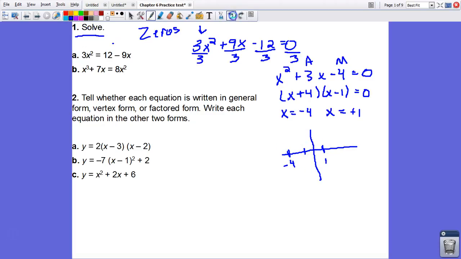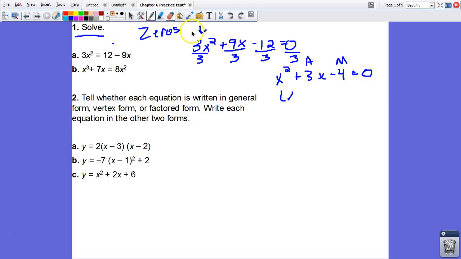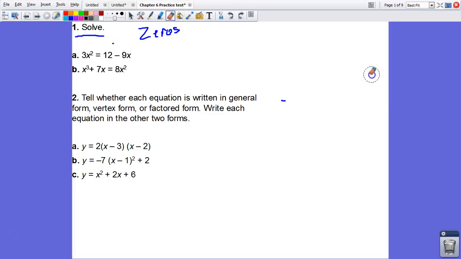The second one's a cubic function because my highest degree is x to the third for B. So I could have possibly 3 zeros, in which I've done this already, so I know I have 3 zeros actually. So let's get everything on the same side. x cubed, and then I'm going to go ahead and subtract 8x squared. It's always a good idea to have your degrees in order, so I start with 3, then 2, then the positive 7x is already there, equals 0.